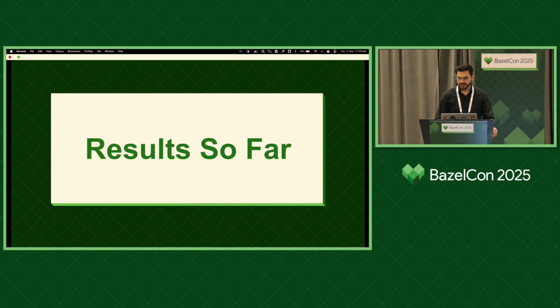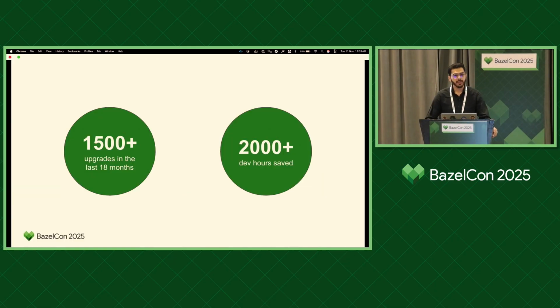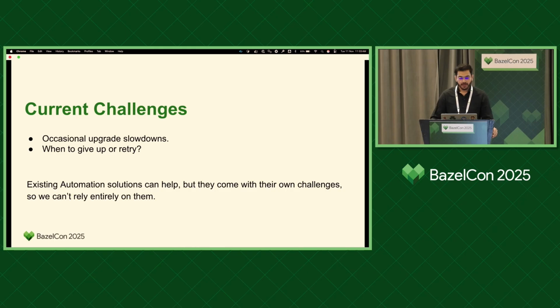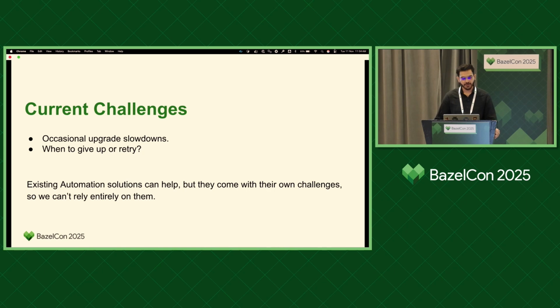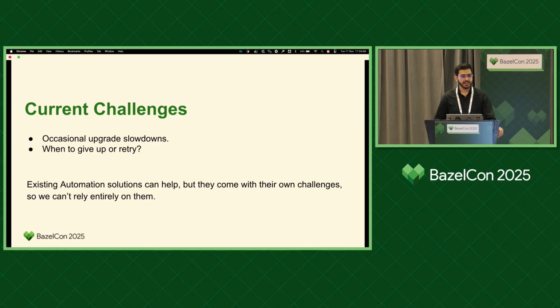Let's see some results now. The dependency automation has upgraded over 1,500 dependencies in the last 18 months and saved more than 2,000 dev hours, which is great. No automation is perfect, neither is ours. There are some challenges that we are facing, starting with occasional upgrade slowdowns. Even after picking upgrades randomly, there is still a chance that most of them are bad upgrades, due to which there will be a slowdown, and we have to manually intervene and unblock the automation.